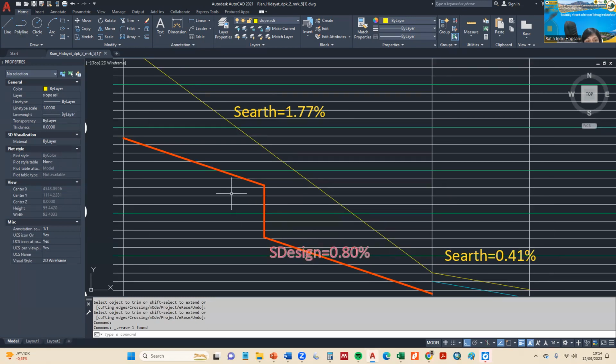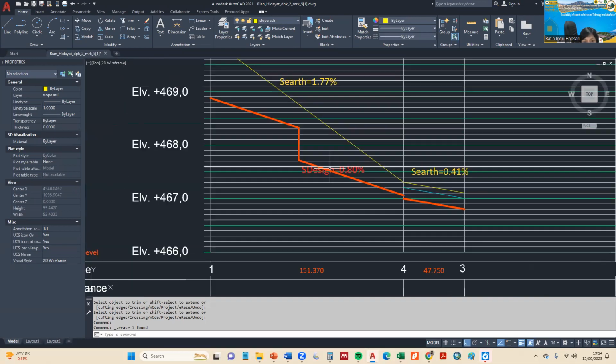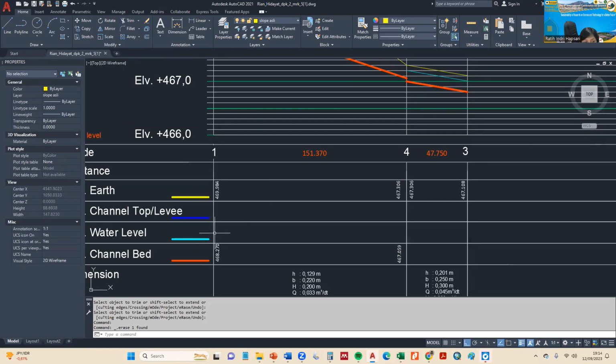Yes, this is the result of the drop structure located here. Where is the position of the drop structure horizontally in the long section? Whether it is here or in the left or in the right, it's up to you. Actually, it depends. We have to do the field survey to design where is the position of the drop structure. Like this. Next, we will draw the water level.